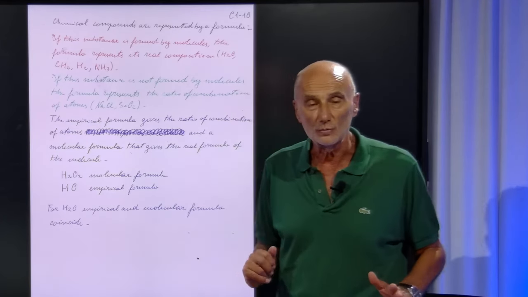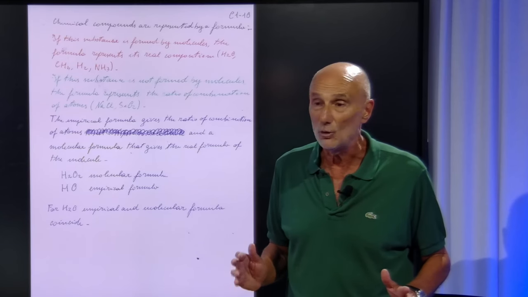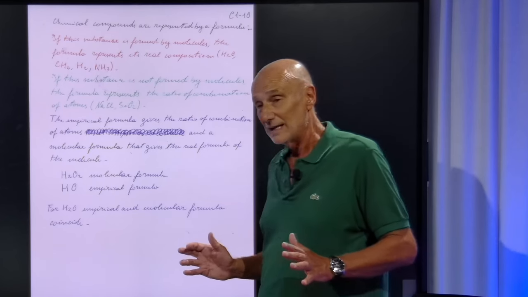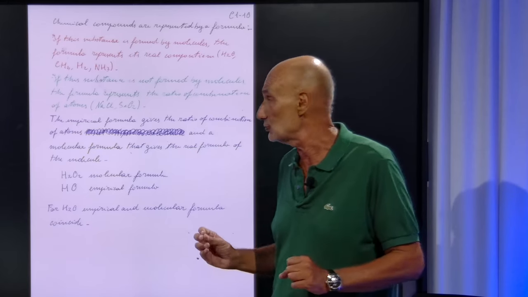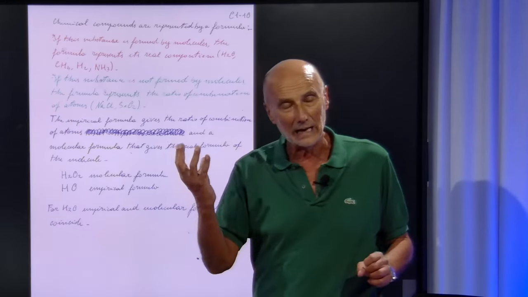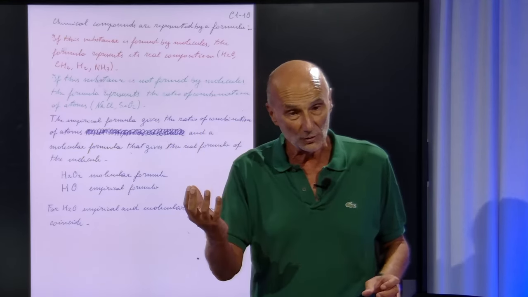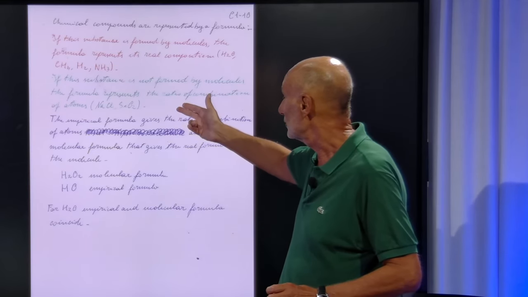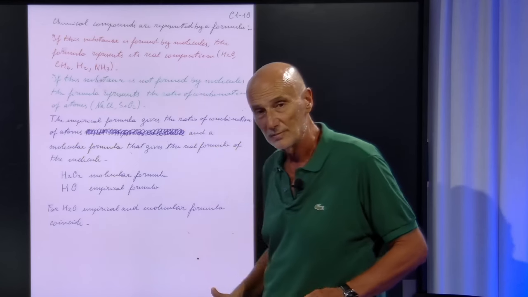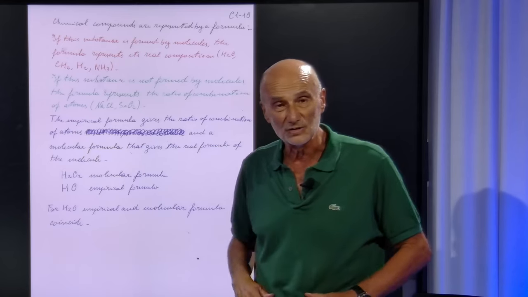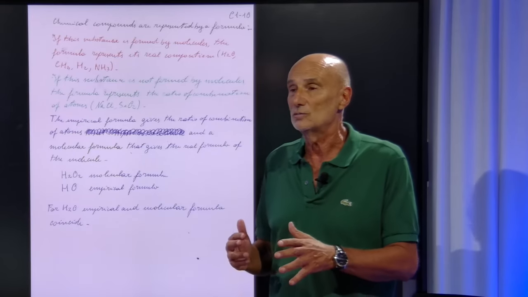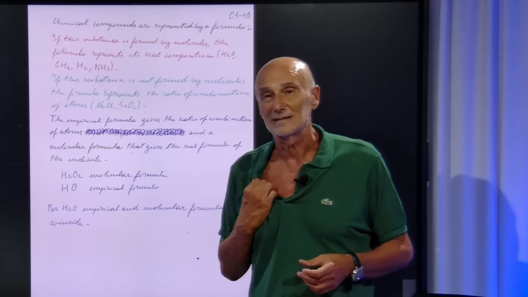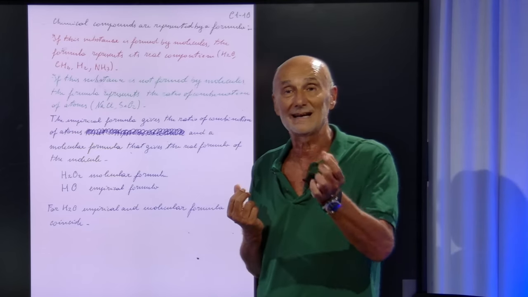But there are also substances in which a molecule cannot be determined, cannot be isolated. Substances in which it's not possible to isolate a molecule. As an example, sodium chloride NaCl and silicon dioxide SiO2. You know, these compounds are solids. How does sodium chloride appear? It appears as a solid composed of crystals.